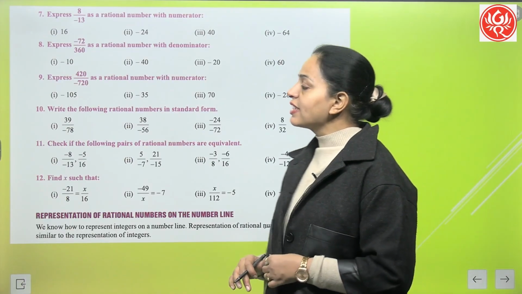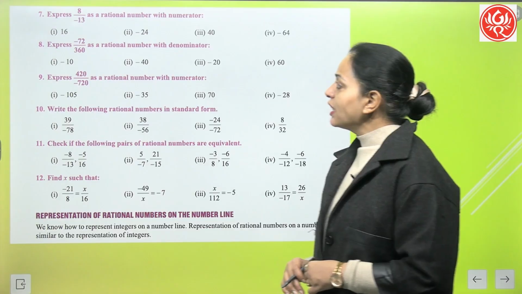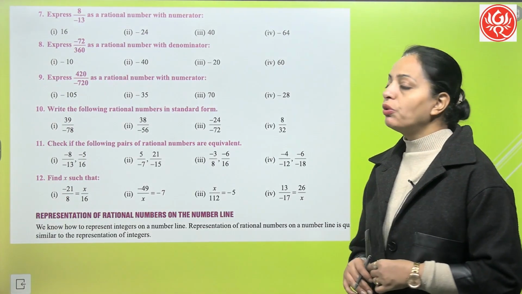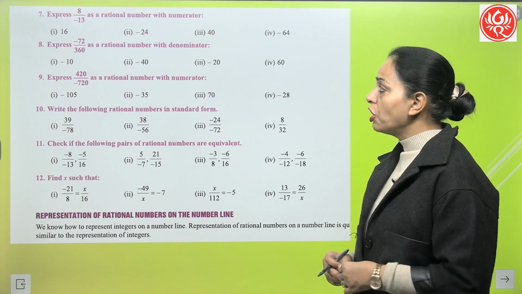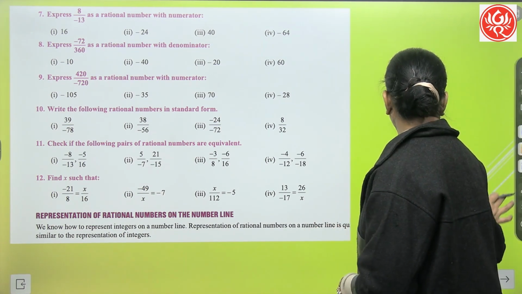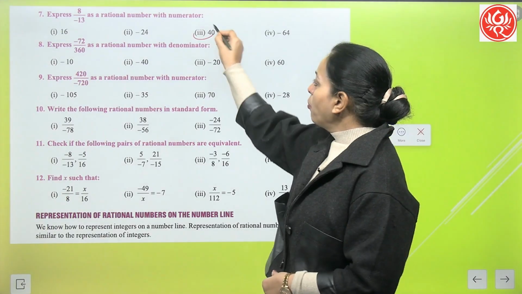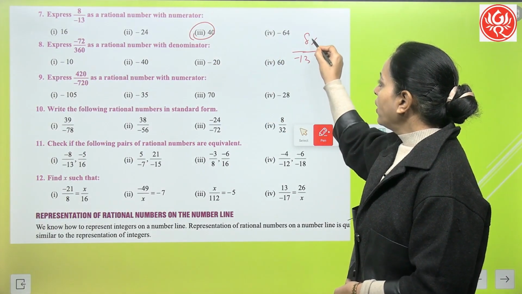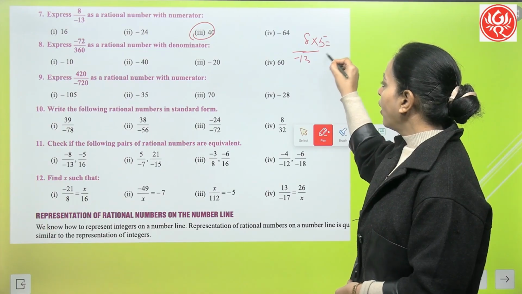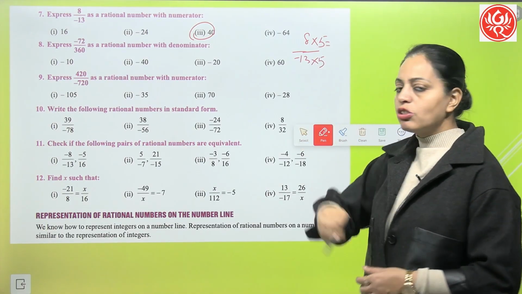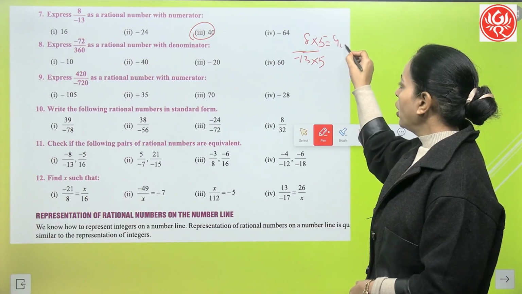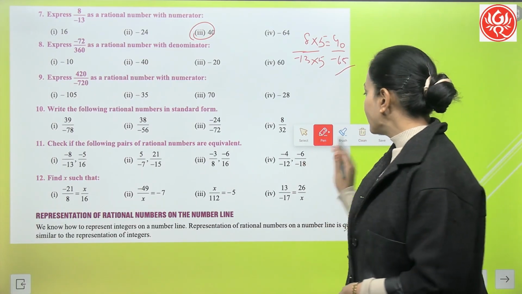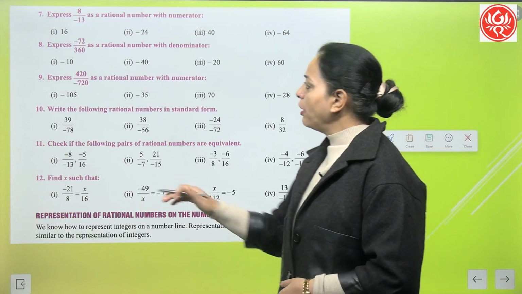Now come to next seventh question. Express 8 upon minus 13 as a rational number with numerator. अब हमें numerator को change करना है. Like third part 40. 8 upon minus 13 है. 8 को 40 कैसे बनाएंगे? 8 5s are 40. So minus 13 into 5. So here 40 upon minus 65. This is the answer, right? You can try remaining parts.